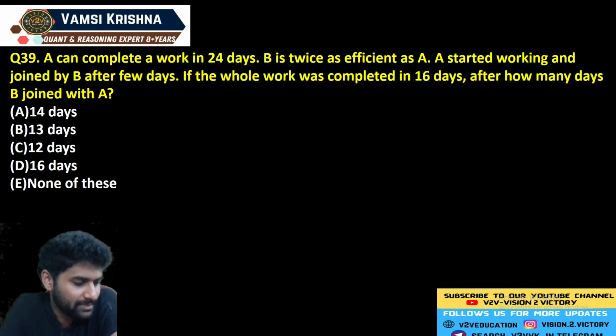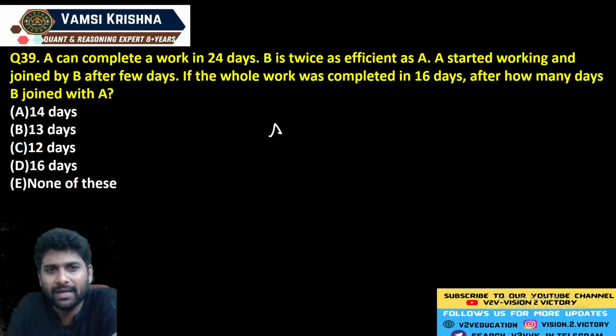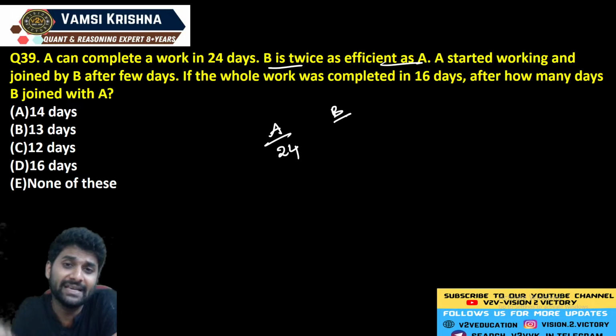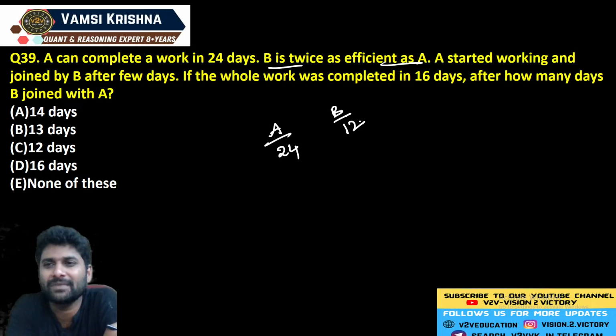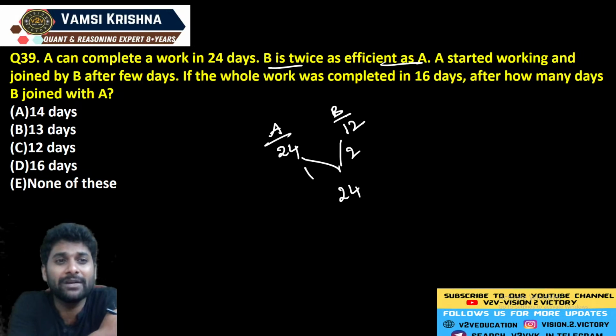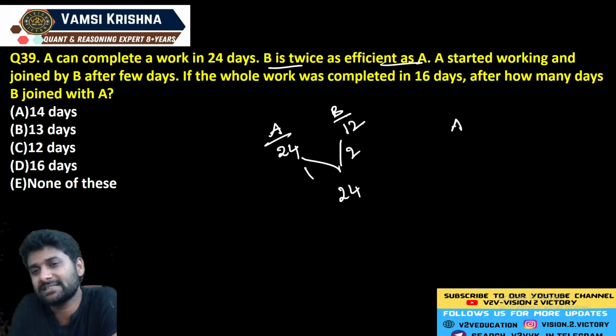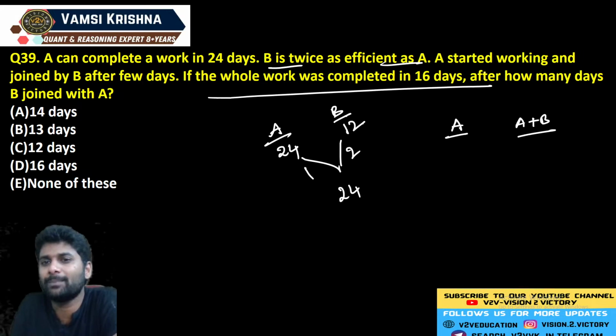See the question from time and work. A can complete the work in 24 days. And B is twice as efficient. Guys, B is twice as efficient means B takes less time when compared to A. Means B can complete the work in 12 days. See here, first of all, total work is 24 units. A's efficiency 1 unit, B's efficiency 2 units. A started working and was joined by B after a few days. A started working, after a few days B joined. And the whole work is completed in 16 days.